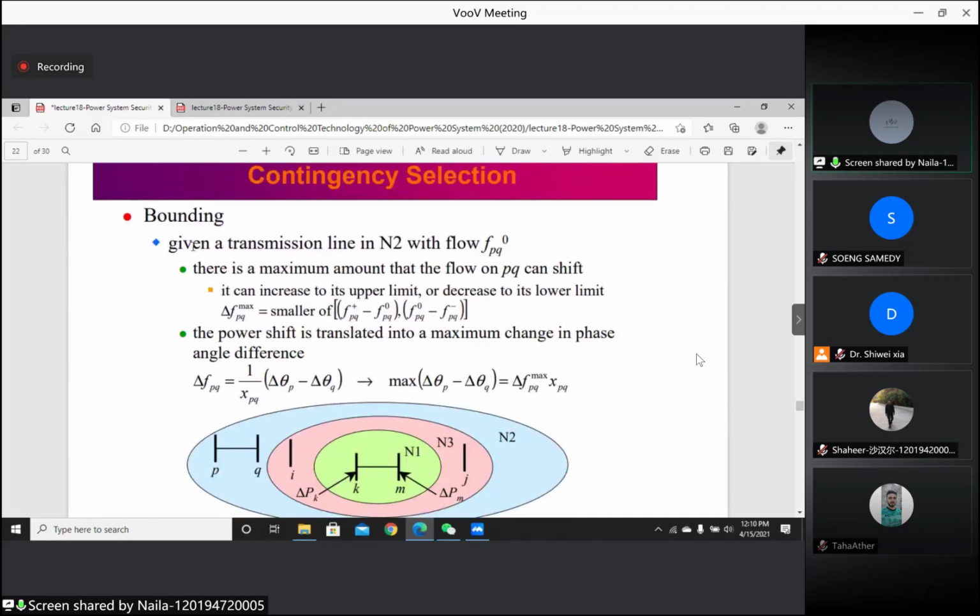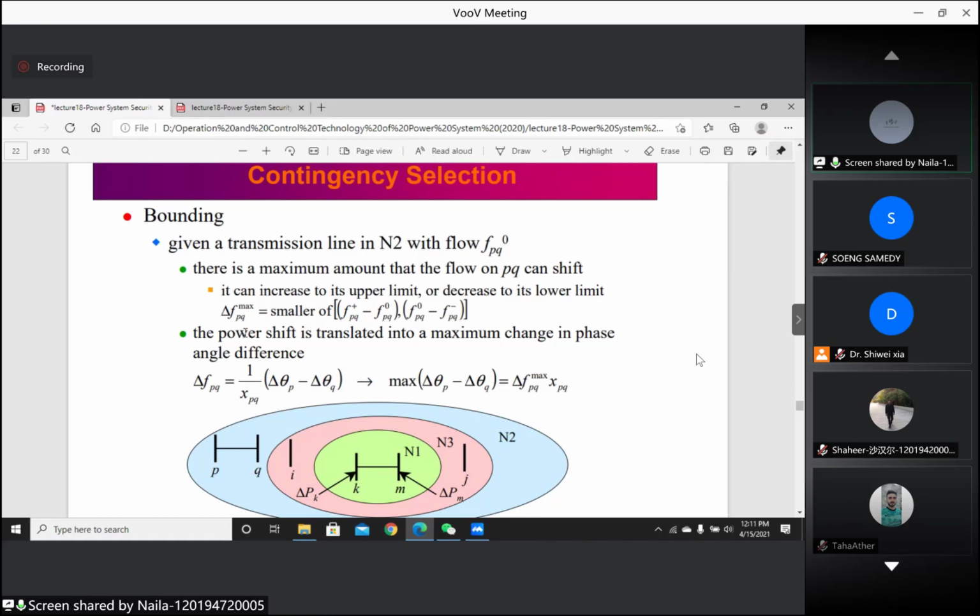Further, we'll discuss the bounding technique. If we are given a transmission line in N2 with flow from P to Q before the failure, there is a maximum amount that the flow can be shifted on P to Q. It can be increased to its upper limit or decreased to its lower limit. Mathematically, the maximum flow from P to Q is equal to the smaller value of the flow increasing minus the current flow, or the current flow minus the decreasing flow.